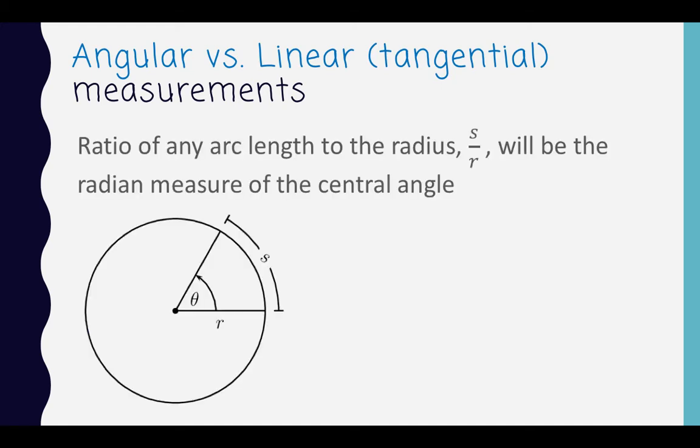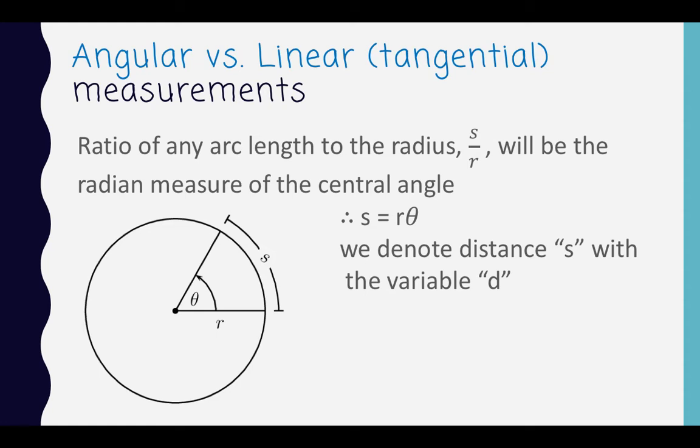The ratio of any arc length to the radius, so S over R, will be the radian measure of the central angle. So this is how a radian is defined. If R is the radius and S is equivalent to R, then we'll have 1 radian. That's how we've defined a radian. So S is equal to R times theta.